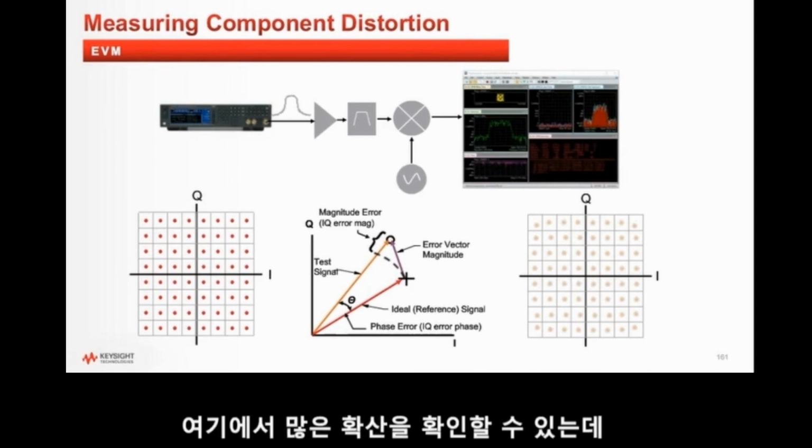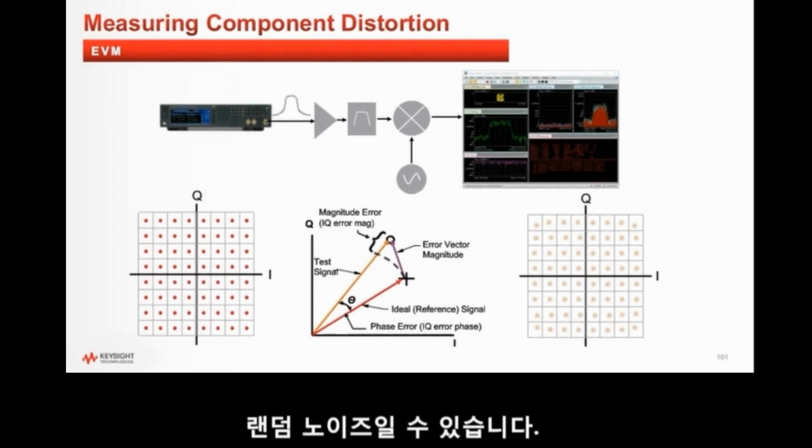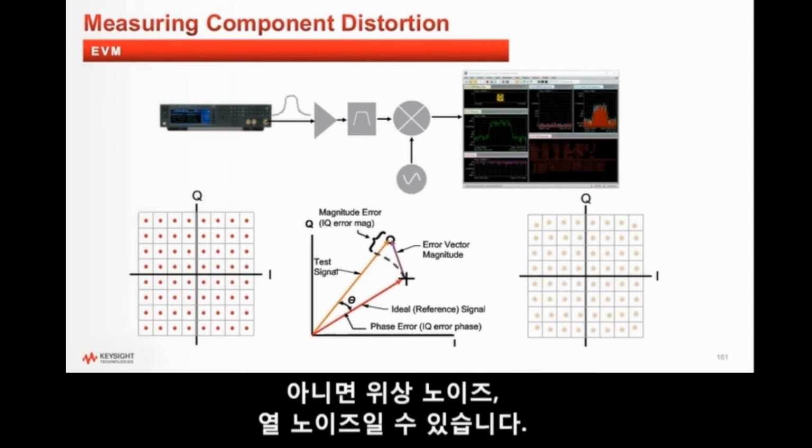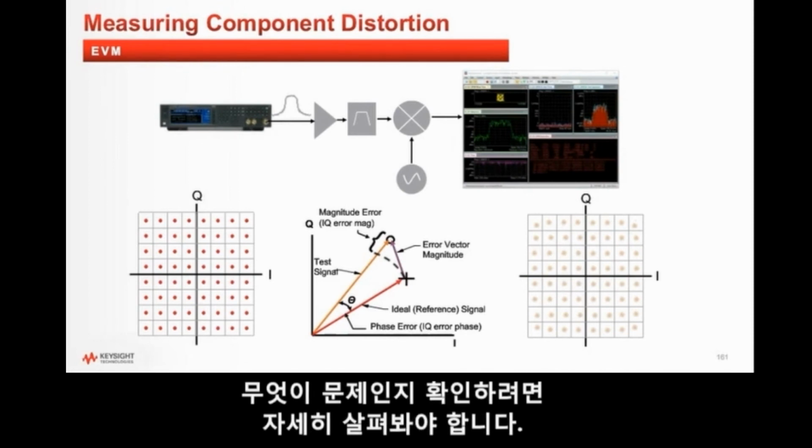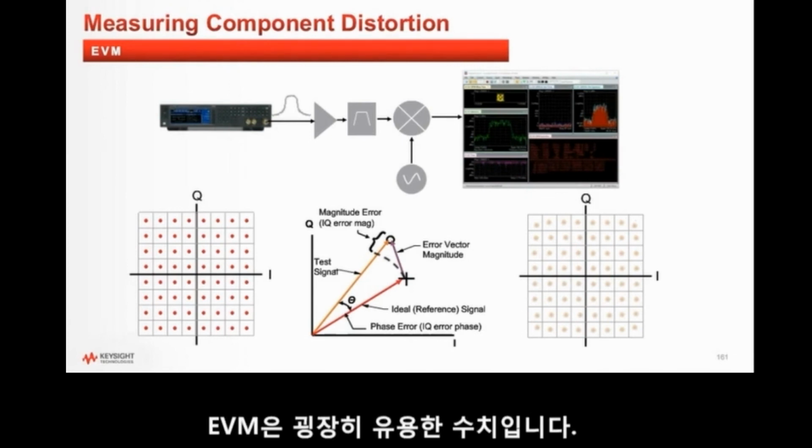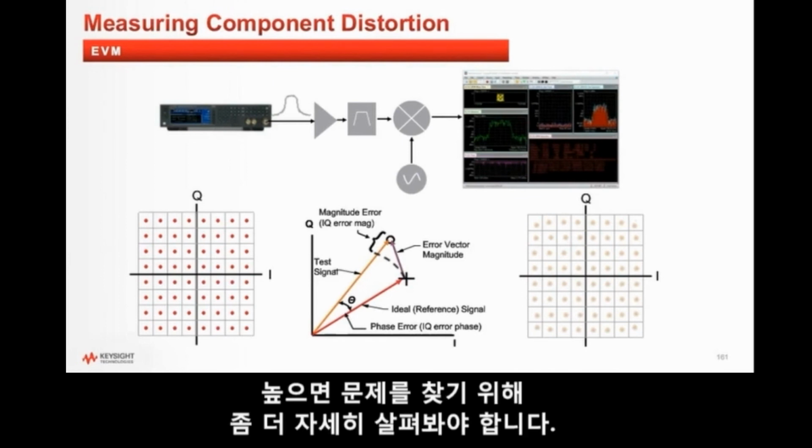We see a lot of just kind of spreading here, and that can be random noise. That can be phase noise, though. That could be thermal noise. You've got to look further in to find out what's wrong. Error vector magnitude is a really handy number. If it's low, you just know it's good. But if it's high, you have to look a little further to find out what's wrong.